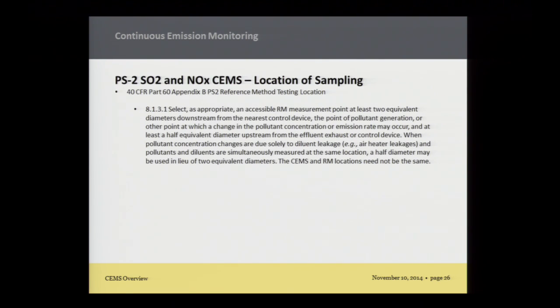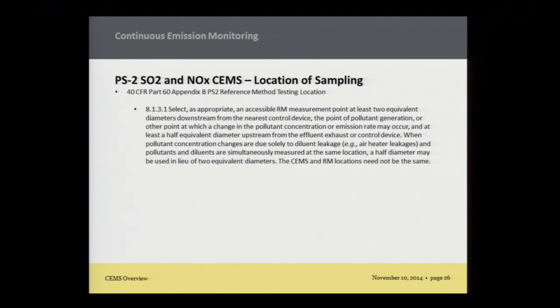So here's some more wording from Performance Spec 2 around where you select. Select as appropriate an accessible RM measurement point at least 2 equivalent diameters downstream. This is where, when you start getting into the reference method, you've got to comply with the standard and the stack testing, which we'll talk about, because if not, you've got to do the ungodly number of traverse points, which is terrible. Otherwise, you can just do 6 across the stack when you're doing a RATA, or 3 even, depending upon what you're looking at. But that should be for your stack testers to figure out. Every once in a while, it's good to go check them and make sure the way they're running the reference method matches the rule, because if they weren't, it's going to come back on you, right?